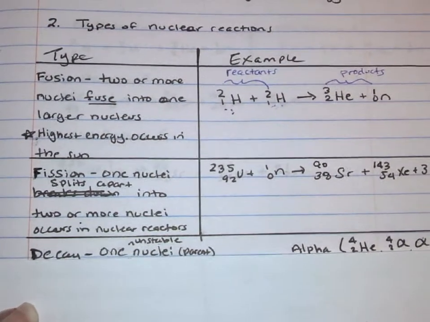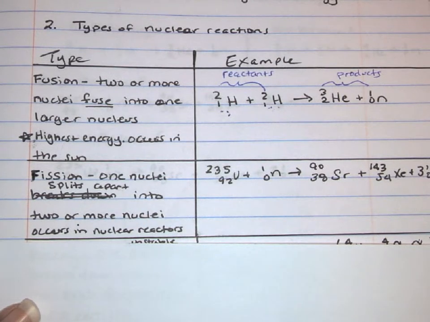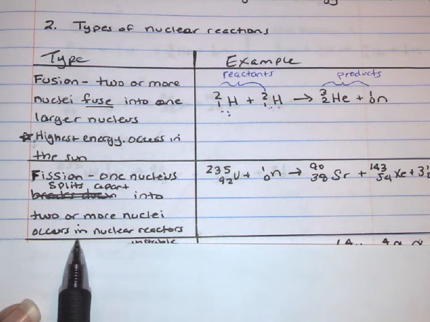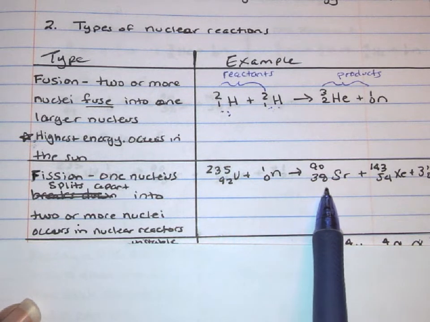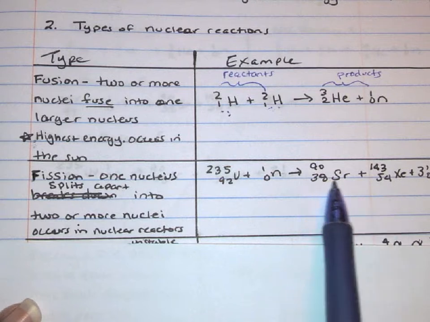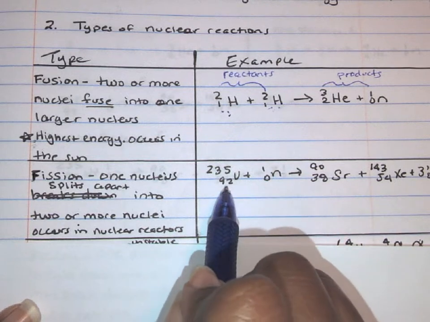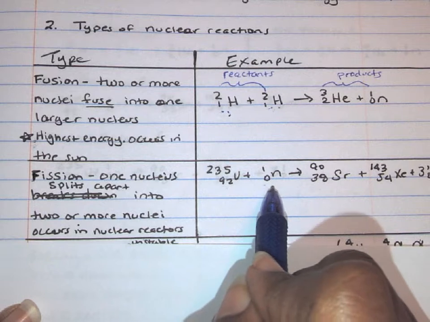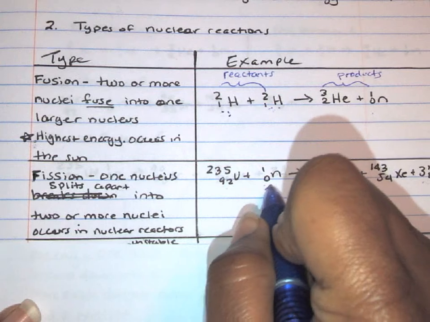The next reaction type is fission, and that's when one nucleus splits apart into two or more nuclei. And this occurs in nuclear reactors. So here's an example of uranium, and it's being split apart into two different nuclei and then also some neutrons. Now, once again, you may be saying, wait a second, I see two things here that are coming together. This, again, is not a nucleus. This is a neutron, okay? So both of these are neutrons, and these three things are also neutrons. So I'm just going to point out here, this is not a nucleus.